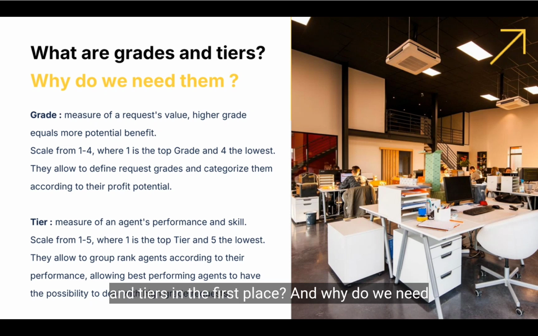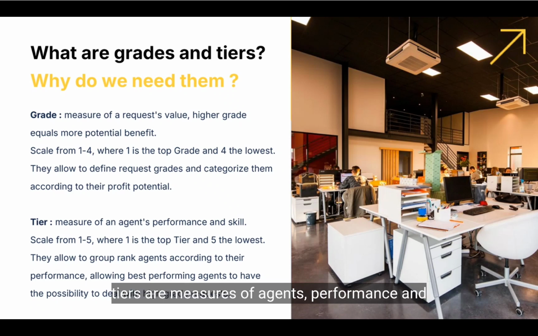But what are grades and tiers in the first place, and why do we need them? By grades we understand the measure of a request value, rated on a scale from 1 to 4, where 1 is the top grade and 4 is the bottom one. The higher the grade value, the higher the chances of selling that particular request. In simple terms, grade 1 leads are the most profitable, and/or with higher conversion rate, while grade 4 leads have less profitability potential. This allows us to categorize the requests by profitability.